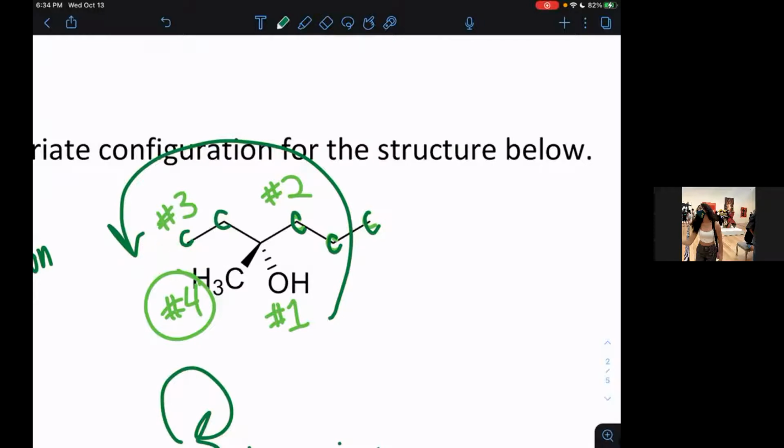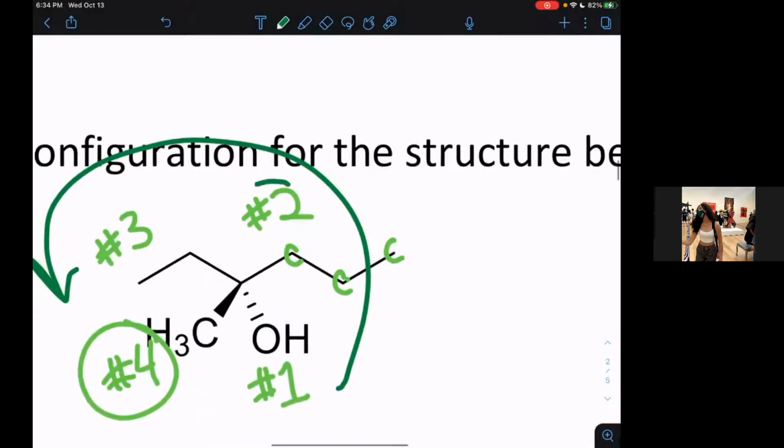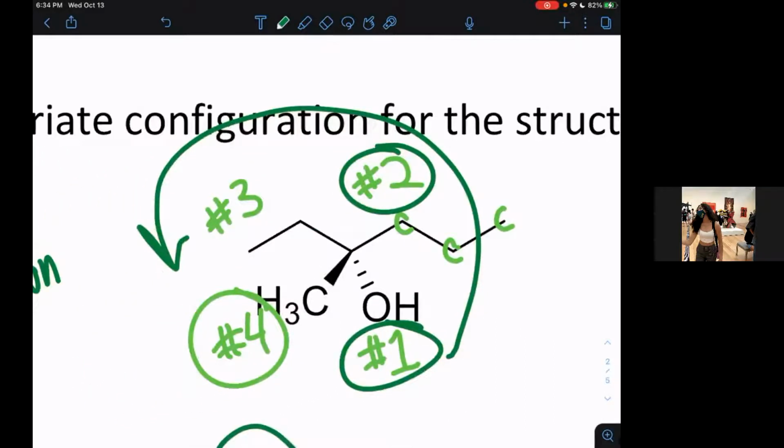So yeah, the first one was the OH, and then the second one is going to be the one with the 3 carbons, and then the third one is the one that's 2, and then the fourth is the one with only 1 carbon.